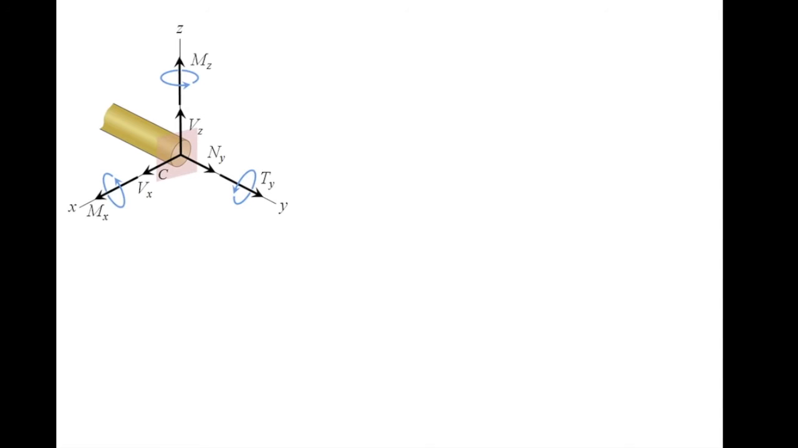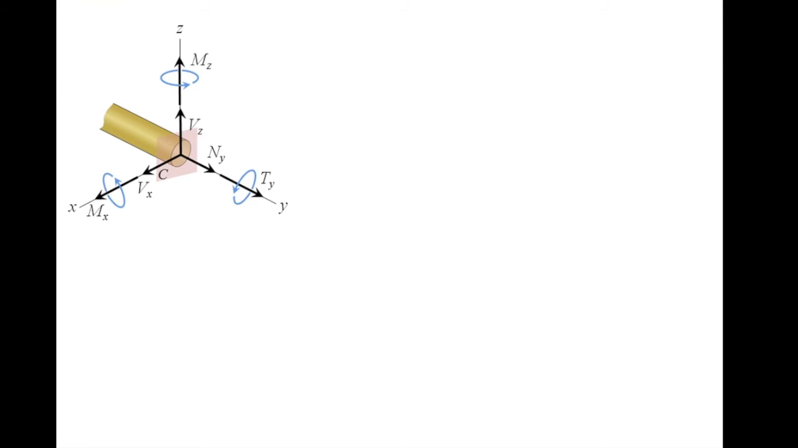From statics, we also learned that there are 4 types of internal reactions. Like shown in this image, along the axial y-axis, we have a normal force N and a torsional moment T. And along each of the x and z axes, we have a shear force V and a bending moment M. So overall, there are 6 components.